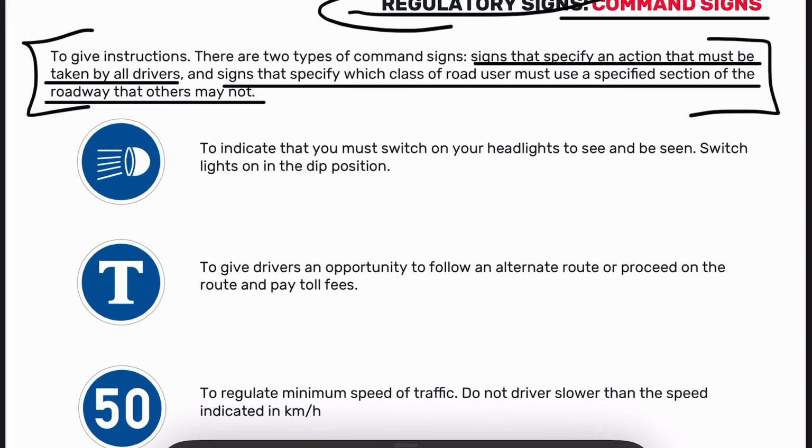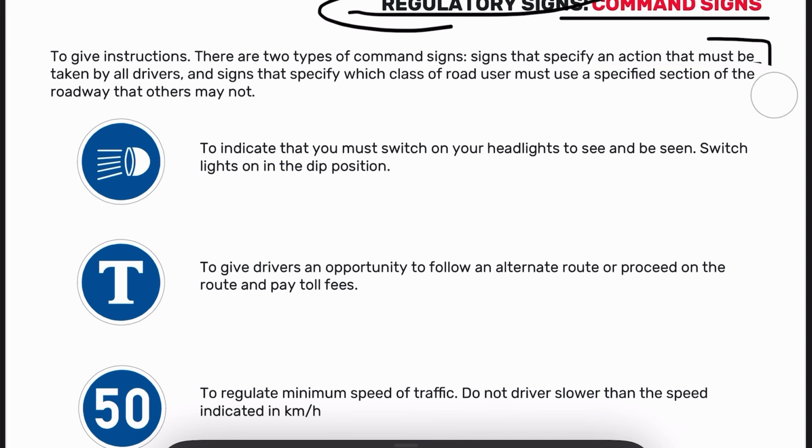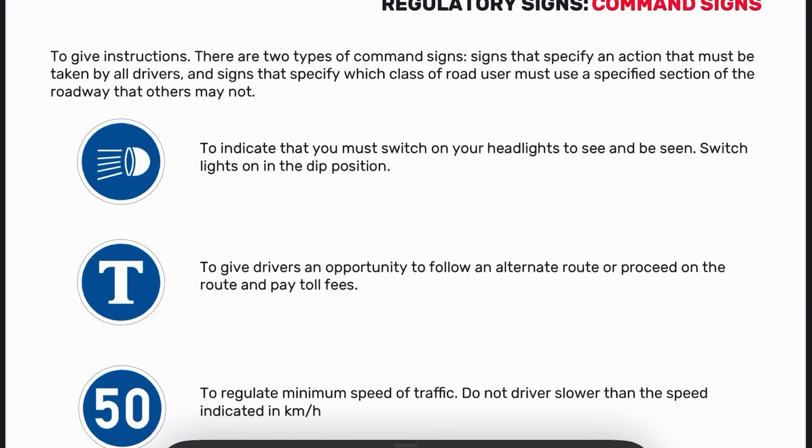The command signs, you will see them with a blue background and the sign is written in white. Okay, those are your command signs. They tell you the action that you must take and the vehicle class that should drive there. The blue background, the sign is written in white. Then the shape is a circle. The shape is a circle because we do have other blue signs that are written in white. But here, you must know that the sign is written in white and the shape is a circle.